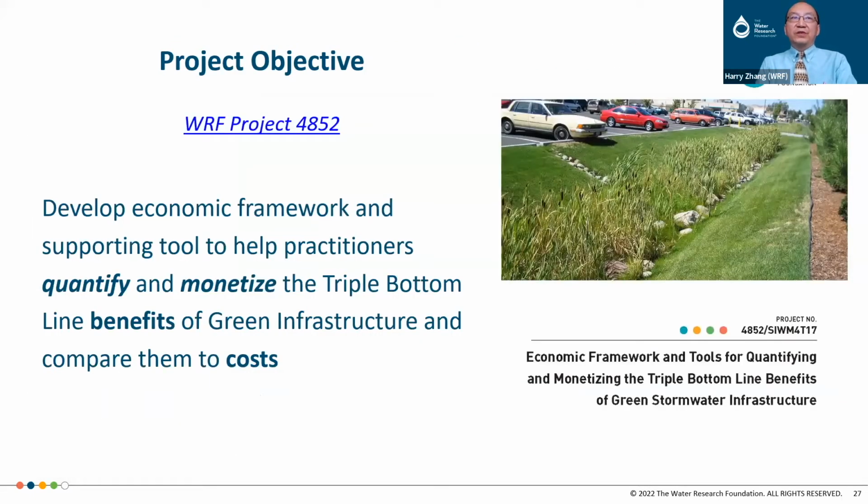So this is just sort of a problem statement. I want to highlight some of the keywords here. You may be wondering, hey, how is it different from the CLASIC 2? I think the difference is in the keywords: quantify and monetize the triple bottom line benefit. In the CLASIC 2, the co-benefit is in there. We used this particular project as a matching project for the EPA funded project.